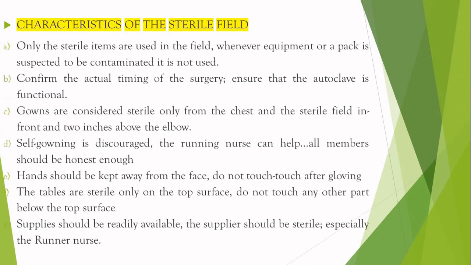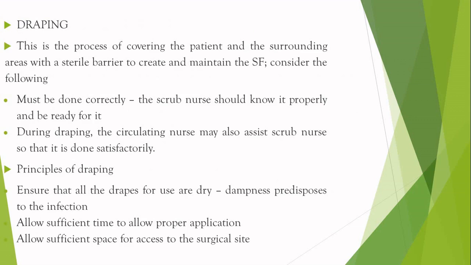Now let's look at draping, which is the process of covering the patient and the surrounding areas with a sterile barrier to create and maintain the sterile field. So we must consider the following. Draping must be done correctly. The scrub nurse should know it properly and be ready for it. During draping, the circulating nurse may also assist the scrub nurse so that it is done satisfactorily.